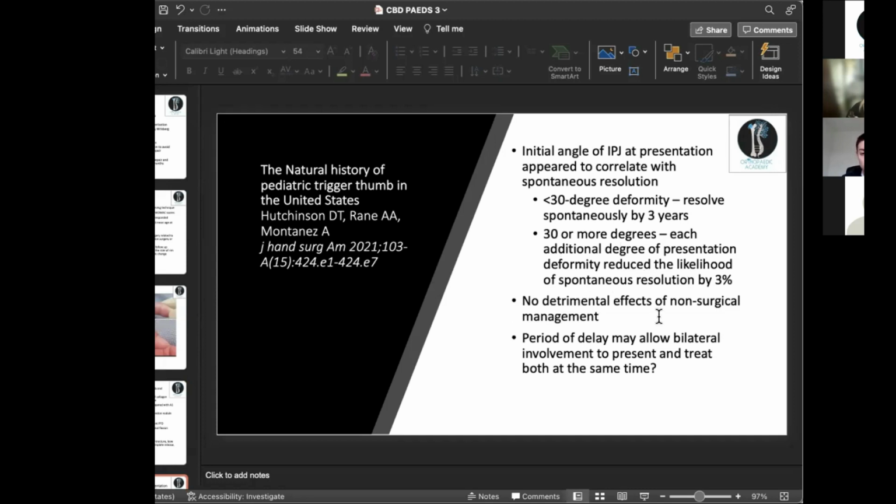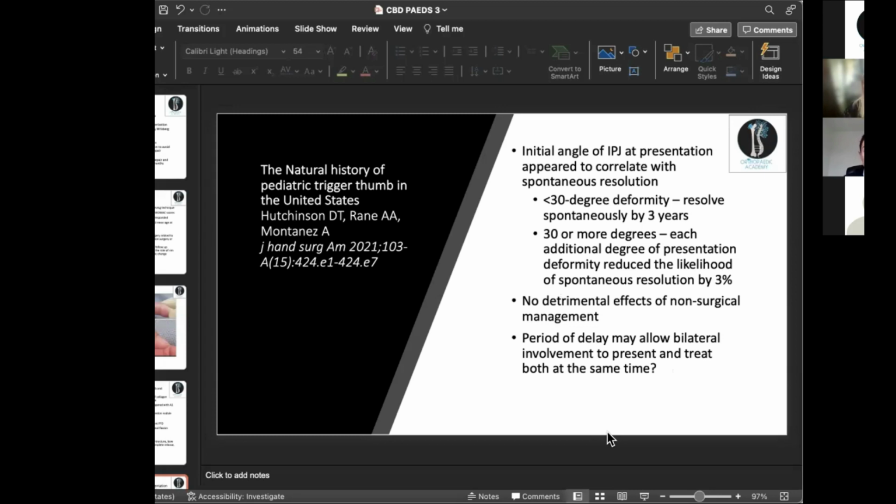There's no detrimental effects of non-surgical management. So each case you're able to do a trial of non-operative treatment. And the idea is that if you do wait, so if you've got a child of one with a fixed flexion on one side, if you do a trial of non-operative treatment and they develop one on the other side, then you can treat them both at the same time. Okay, so well done. Any questions?